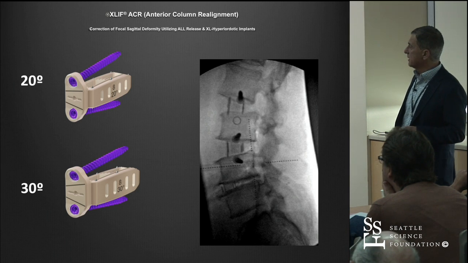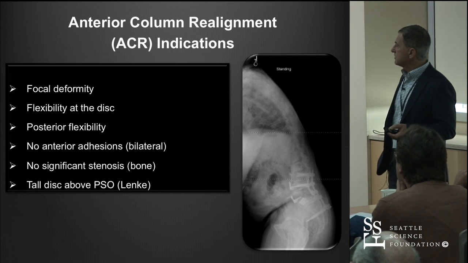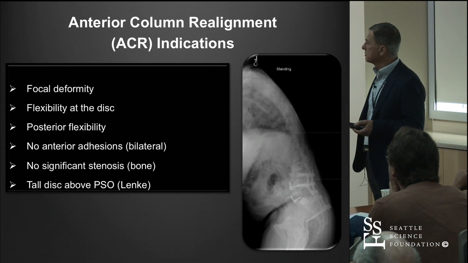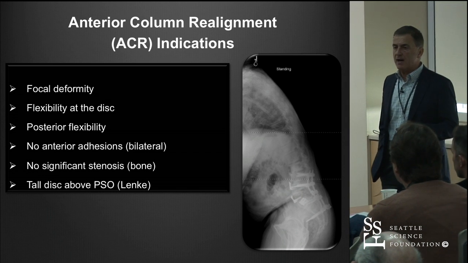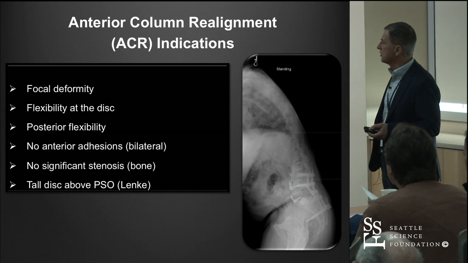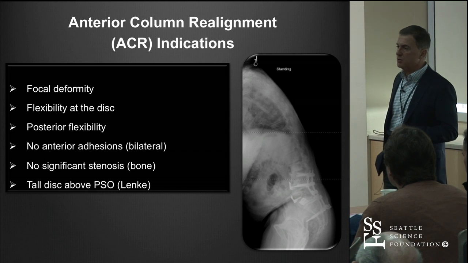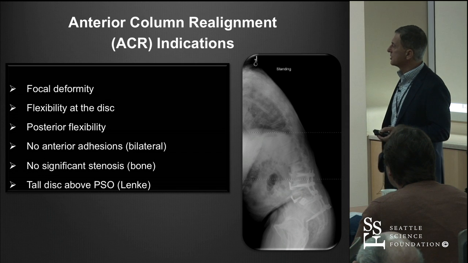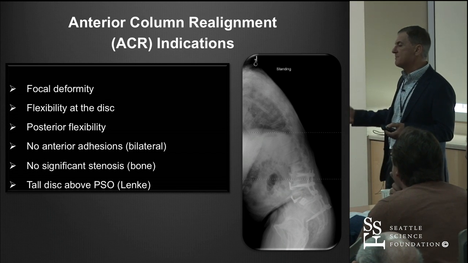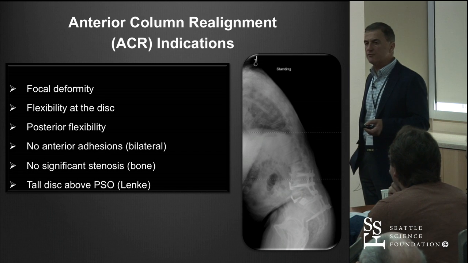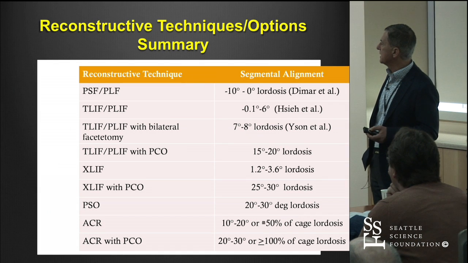The cages available are 20 and 30 degrees. And this is indicated for focal deformity above a fusion. You got to make sure you have flexibility in the disc, and you got to have some flexibility in the facets posteriorly. Of course, if you have adhesions in the front, you got to be careful. You can't do it sometimes because you can't dissect the vessels. And no significant stenosis, I'm not sure about that. You always have the option of going posterior and doing a laminectomy if you need to. And if you have a tall disc above a PSO.